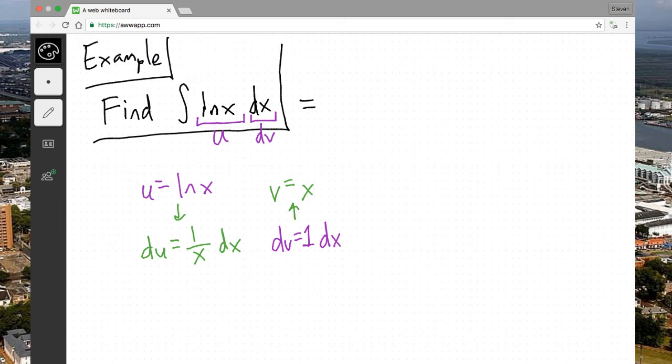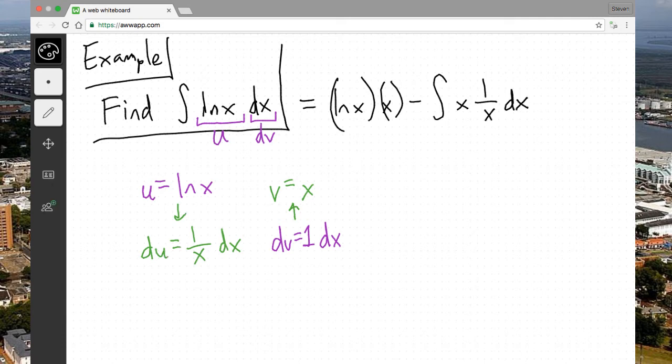So the formula says u times v, natural log x, times v, which is x, minus the integral of v du. And well, that's handy because I see an x and a 1 over x, and those just cancel with one another. So I can integrate this directly.